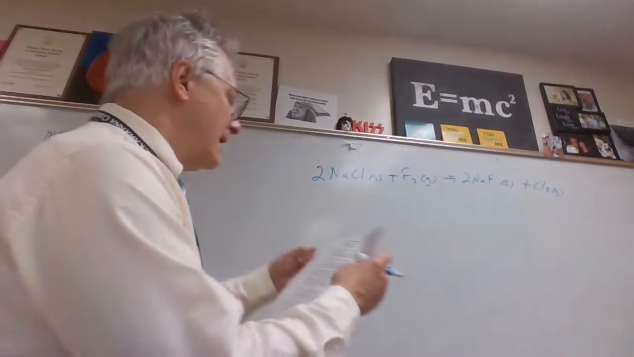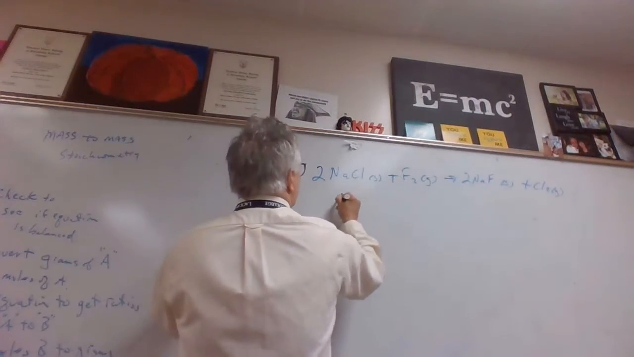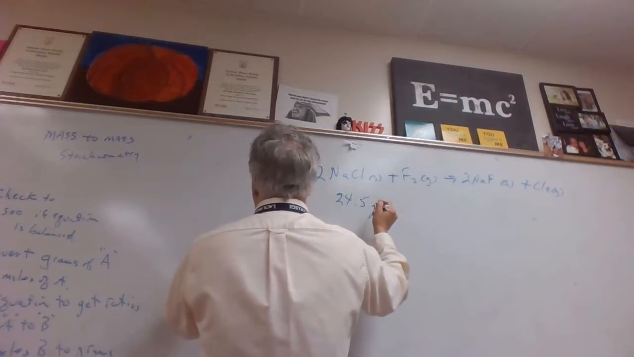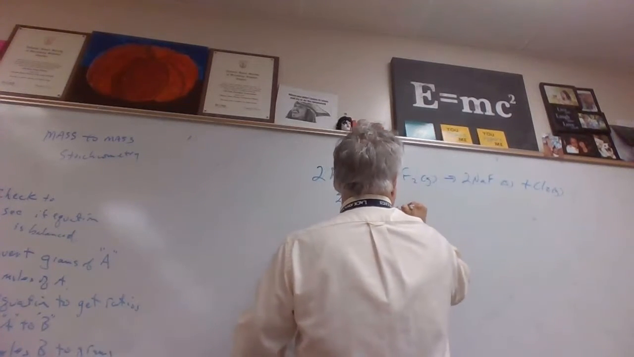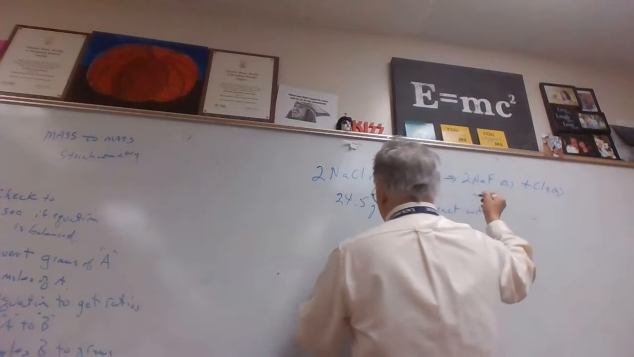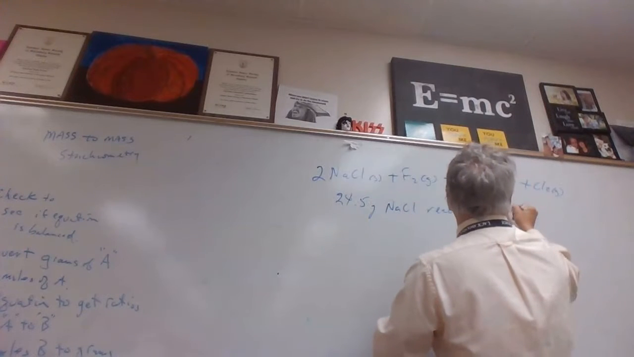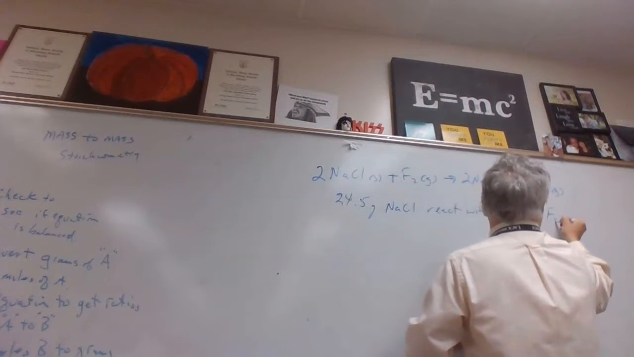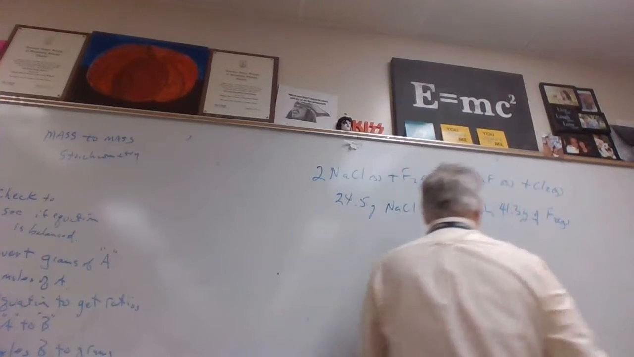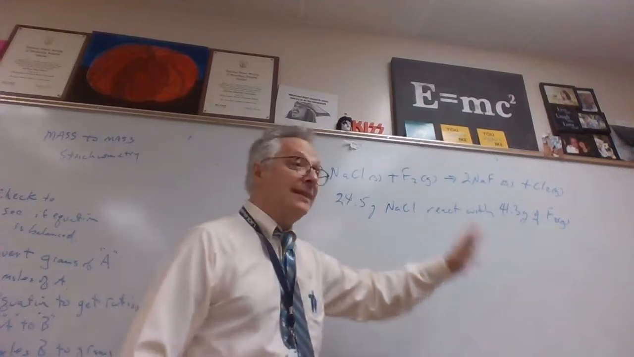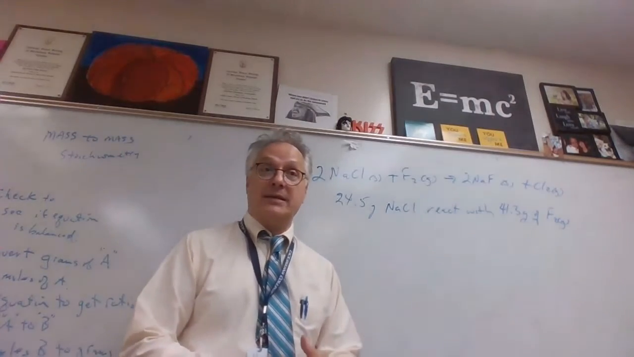So there's the reaction. But now let's take a look at the parameters of the problem. It says 24.5 grams of sodium chloride react with 41.3 grams of fluorine gas. Now, they want you to figure out which is the limiting reactant and which is the excess reactant.